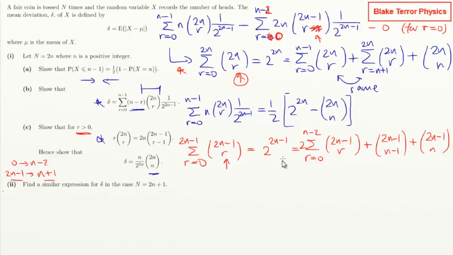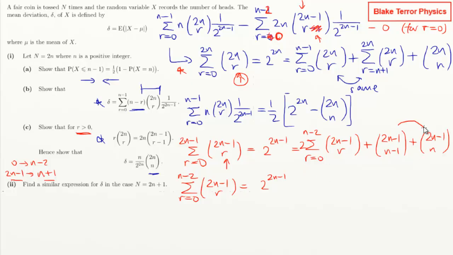Right, so what does that mean? I've now got the thing that I want, my sum. My sum from r is 0 to n minus 2 of 2n minus 1 choose r, that's the thing that I'm after up here, is going to be equal to 2 to the 2n minus 1 minus both of these things. So it's a bit annoying that I've got two of these kicking around. One of them would have been nicer.